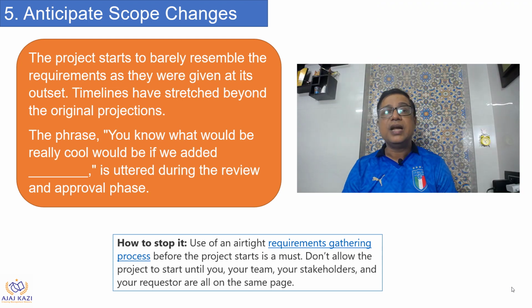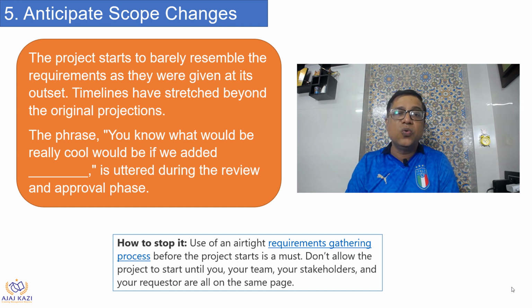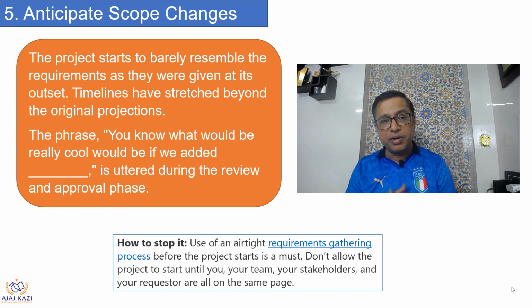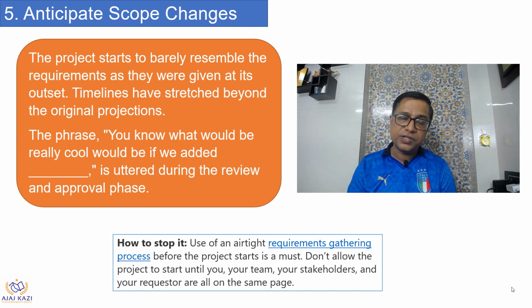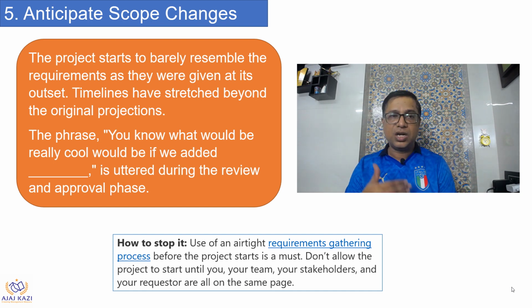Fifth, anticipate scope changes. When the project starts to barely resemble the requirements, then you will get more and more changes. The phrase, "You know what would be really cool," gets uttered in most of the review meetings and approval phases. So the scope, or the base where you started, continuous changes start coming. This is where the project starts to topple.